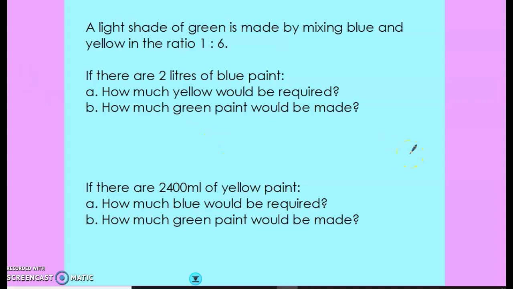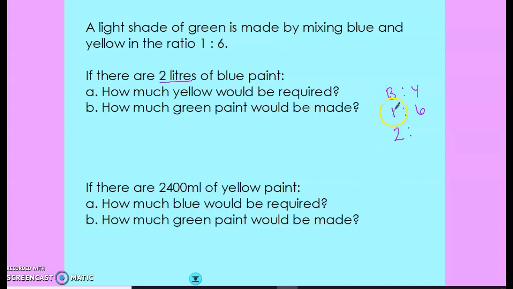Okay, so a light shade of green is made by mixing blue and yellow in the ratio 1 to 6. If there are 2 litres of blue paint, how much yellow paint would be required? Okay, so my ratio of blue to yellow is 1 to 6. I've got 2 litres of blue paint. So underneath my blue, I'm putting in a 2. This just means I keep everything in the right order.